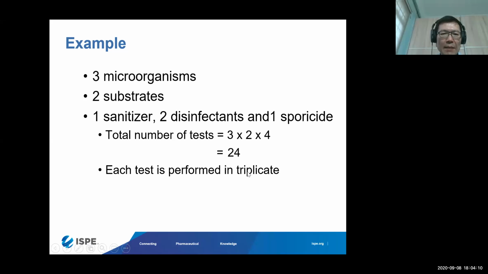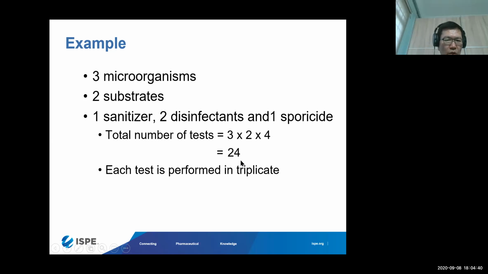So this is just an example of the number of tests. If you have 3 microorganisms, 2 substrates, and 1 sanitizer, 2 disinfectants, and 1 sporicide, the total number of tests is 3 times 2 times 4, which is 24. Each test is performed in triplicate, so times 3 as well. As you can see, if you increase the number of microorganisms and the clean room substrates, you will increase the number of tests.